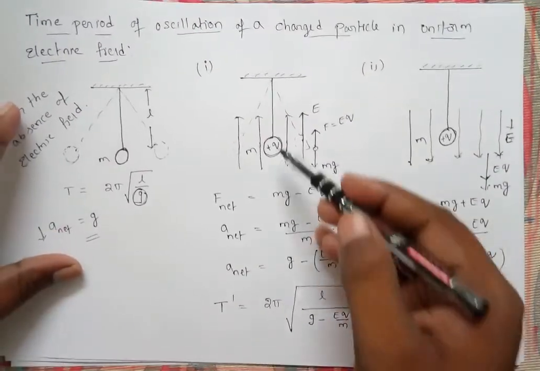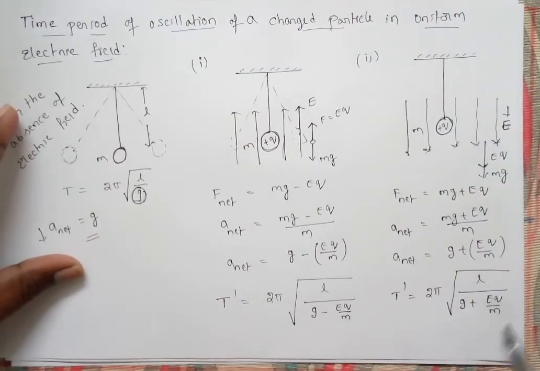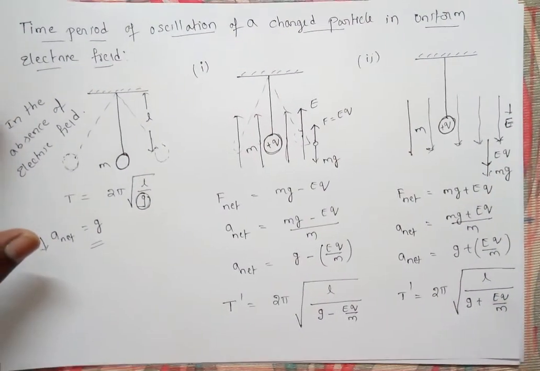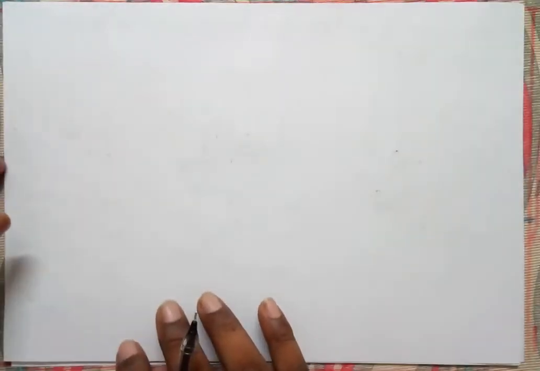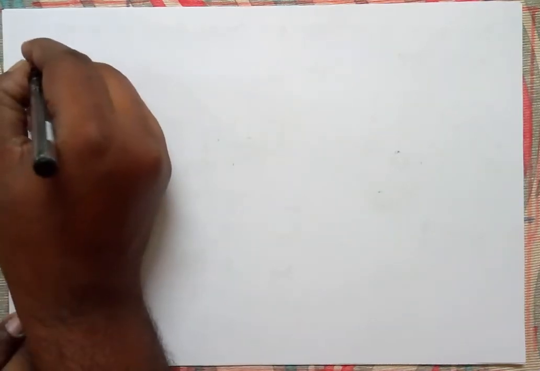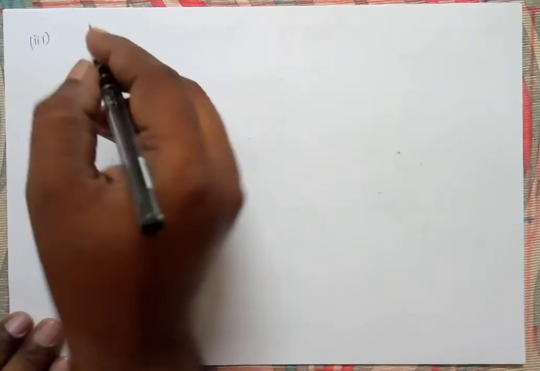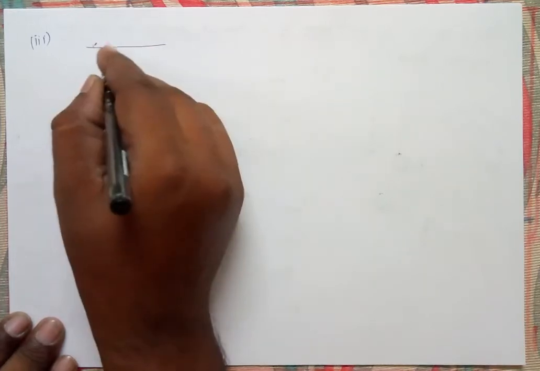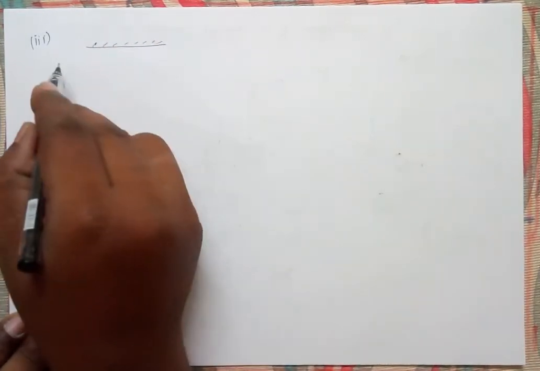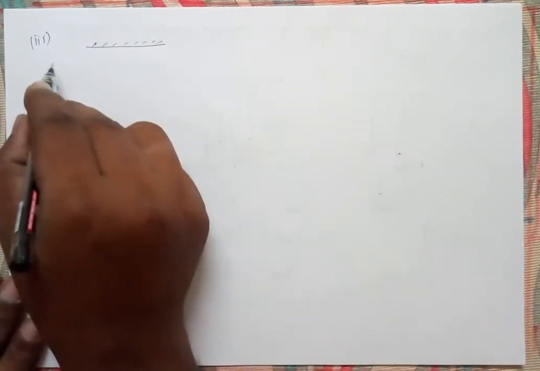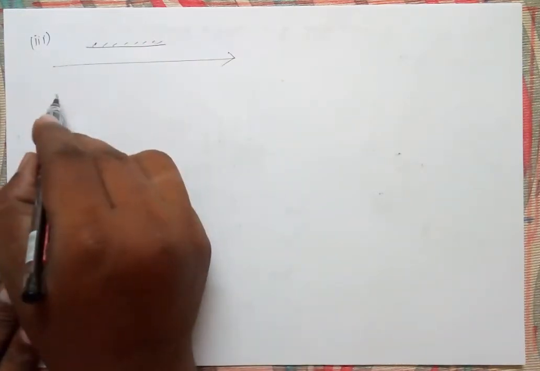Next, if the electric field is upwards, the effective acceleration of the charged body is g minus EQ by m, and if downwards, it is g plus EQ by m. Now if it is horizontal, suppose the third case we are taking like this: the pendulum is there, and now the electric field is in this direction.